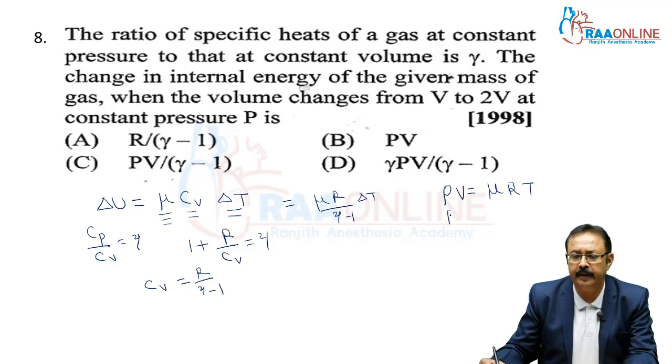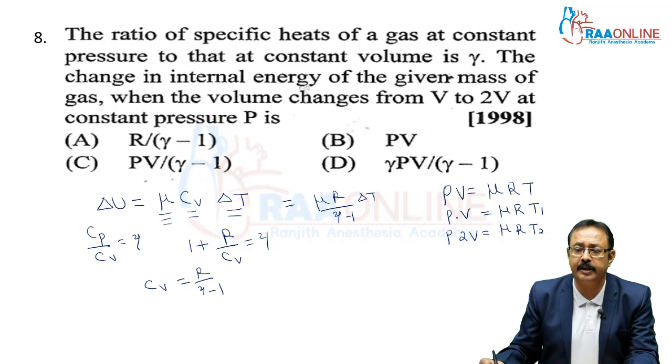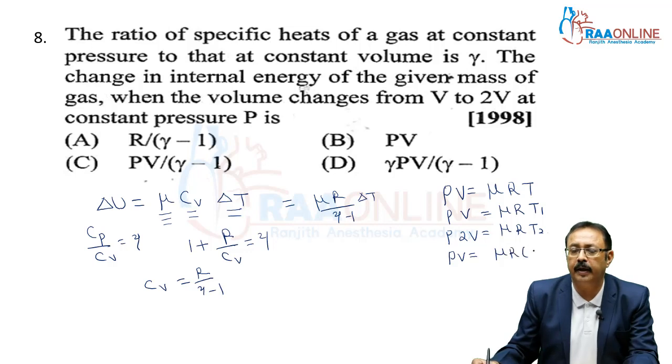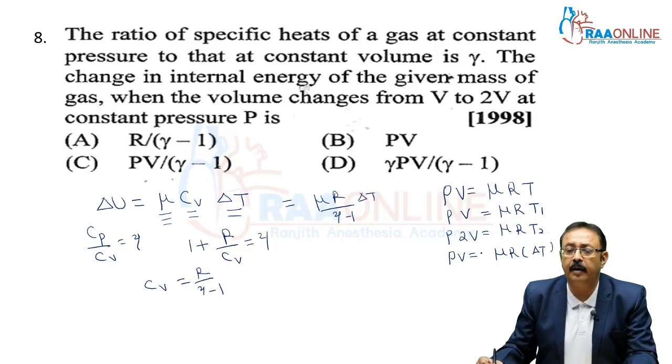Initially pressure was P, volume was V, temperature we are taking, initial temperature suppose T1. Then pressure was again P, volume was 2V, temperature you can take T2. So subtract first equation from second equation, you will get PV is equal to mu R into (T2 minus T1), means delta T. So in this way we can calculate delta T, PV upon mu R.